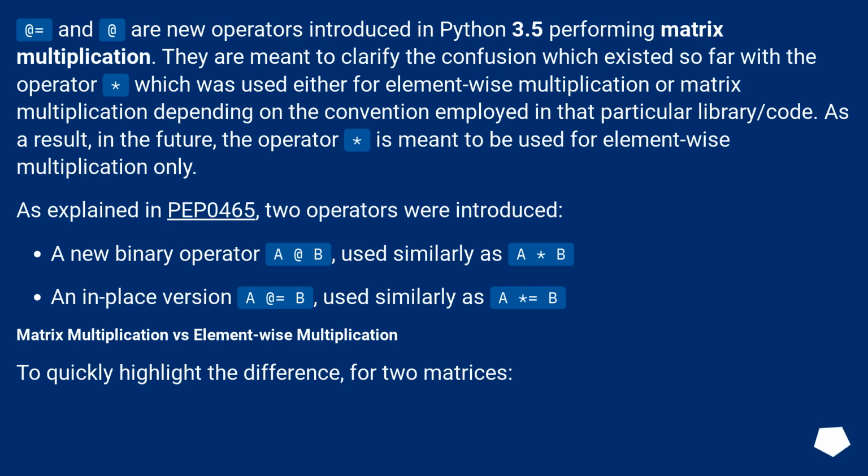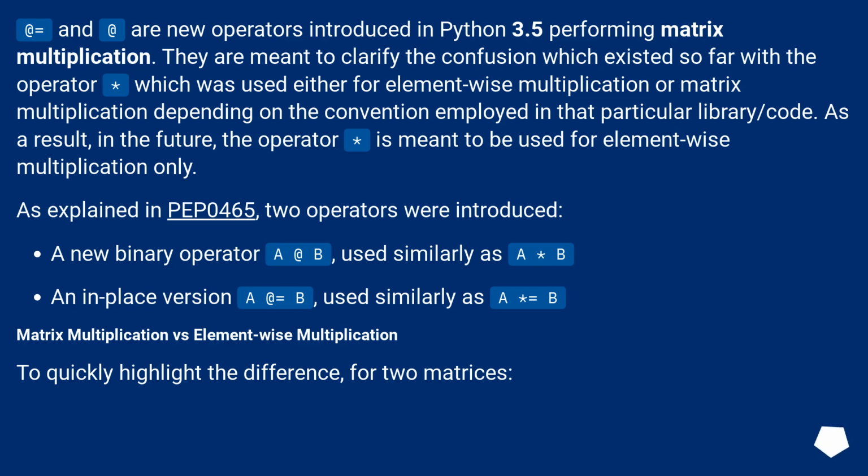@ and @= are new operators introduced in Python 3.5 performing matrix multiplication. They are meant to clarify the confusion which existed so far with the * operator, which was used either for element-wise multiplication or matrix multiplication depending on the convention employed in that particular library/code. As a result, in the future, the * operator is meant to be used for element-wise multiplication only.